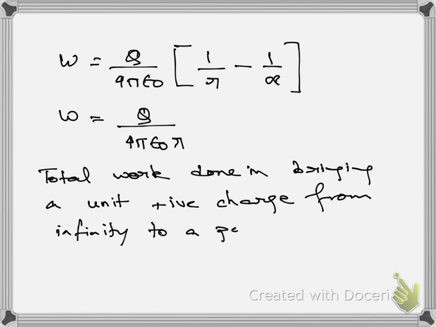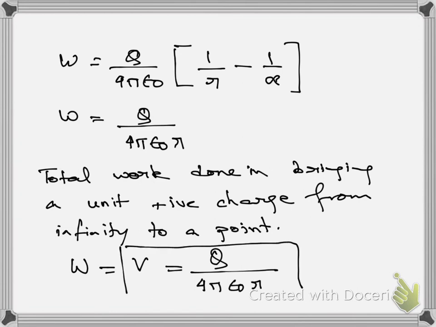And how do we define the work done in bringing a unit positive charge from infinity to a point? It is defined as the potential. So potential for a point charge q at a distance r is given by this particular expression, that is V is equal to q by 4 pi epsilon naught r. The SI unit of potential is volts and it is always a scalar quantity.